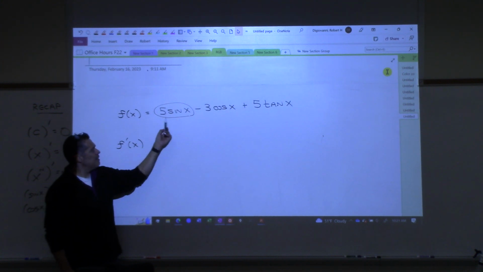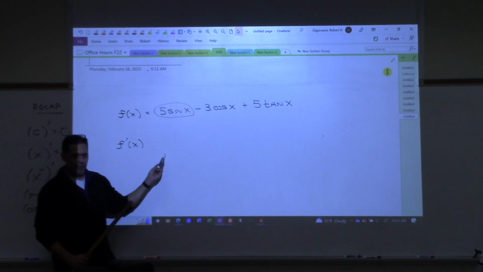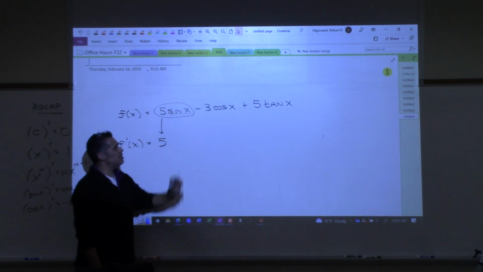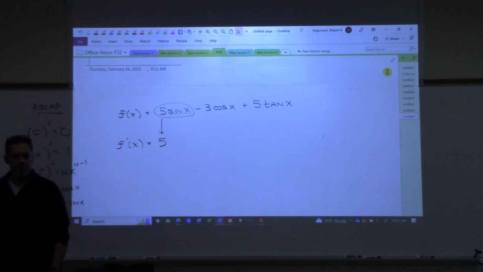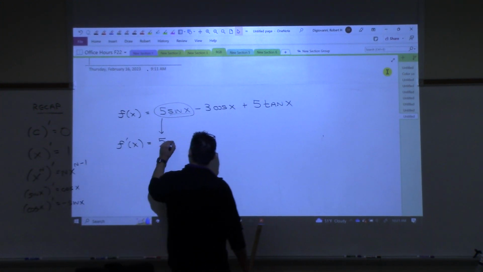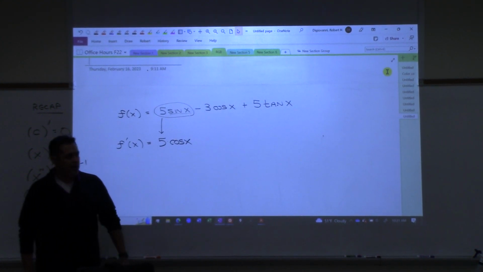So when I take the derivative of this, the 5 is not going to become a 0. It's going to come for the ride, right? It's going to come and just be in front. So I'm going to have the 5 comes down for the ride. And now what I do is just look at the other piece, the sine x, and take its derivative. What's the derivative of sine x? Cosine x. Okay. So 5 times cosine x, so far, that's where I am.